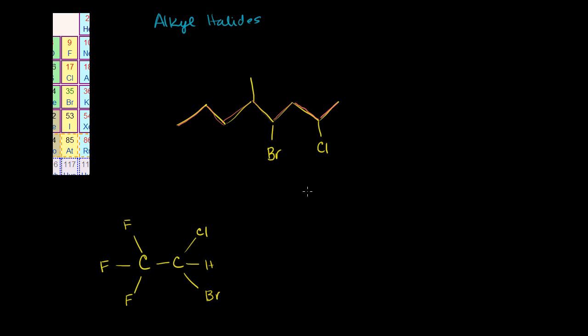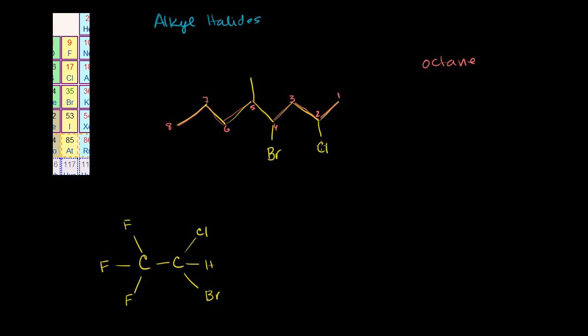And we want to start at the end where we're going to run into either some type of halide first, or some other type of branch off of it, just something attached to the carbon chain other than a hydrogen. So we're going to start at this end. 1, 2, 3, 4, 5, 6, 7, 8. So we're dealing with an octane. Our main chain has 8 carbons.